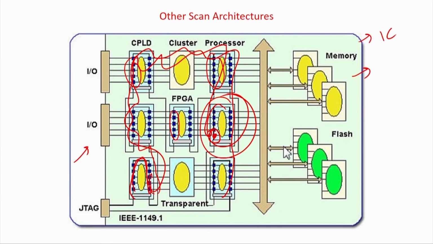But when this same thing is mapped to a board with a lot of ICs, we call it boundary scan, and the standard is 1149.1. These are just terminologies, and we are not going into depth, but for the sake of completeness, whenever we talk about scan and DFT, these are very important standards. So I am just telling you the names.